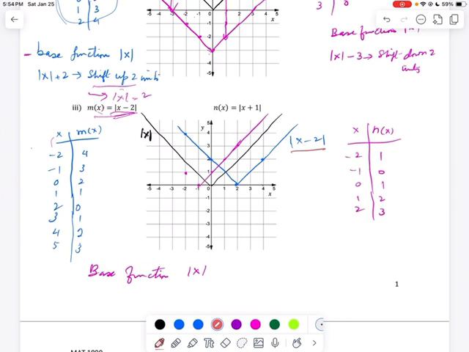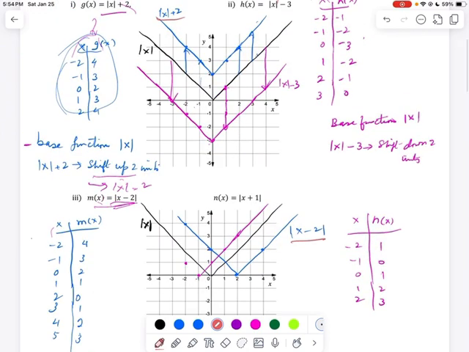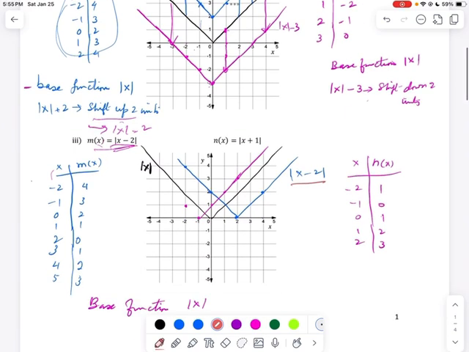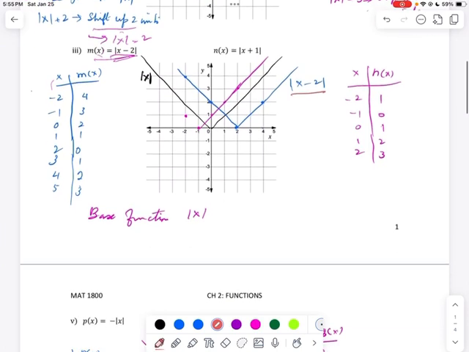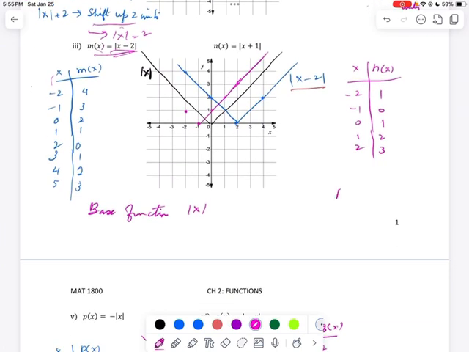Okay, so here we call it the horizontal shift. So the previous two were vertical shifts. So we say the first one was a shift up 2 units, the second one was a shift down 3 units. Now, what is this giving us? It's still giving us the base function, the absolute value of x.